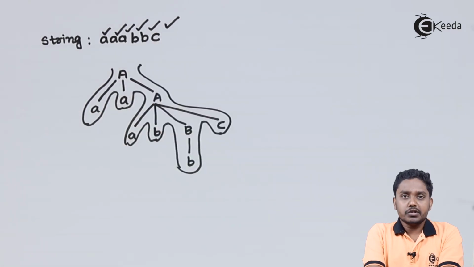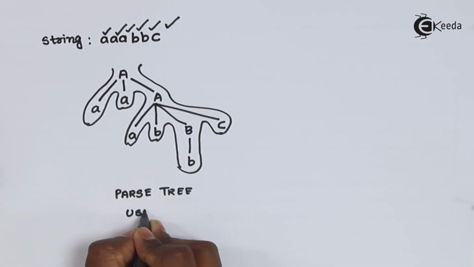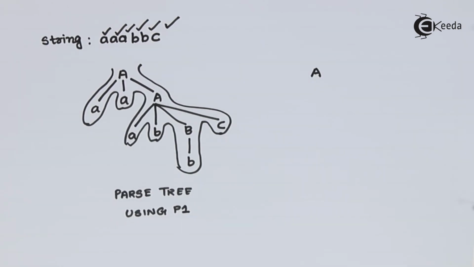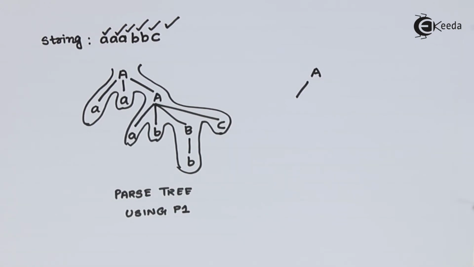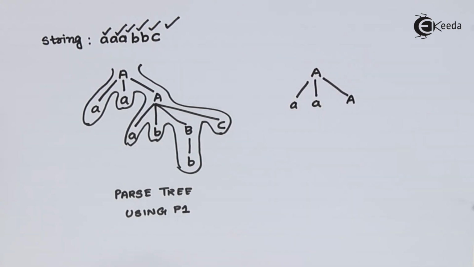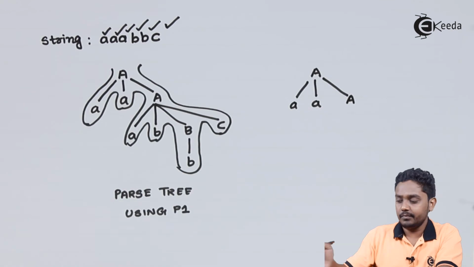Similarly, using the productions of P2, we can derive the same string. Again, A would be the root of the tree. We start with the same production, A produces A. Now we are left with the production ABBC. You will see that ABBC itself is being produced by A in P2 productions. So we will straight away use that production.